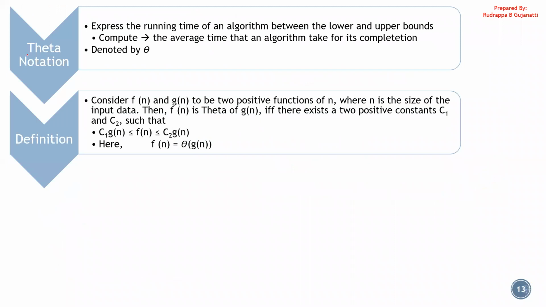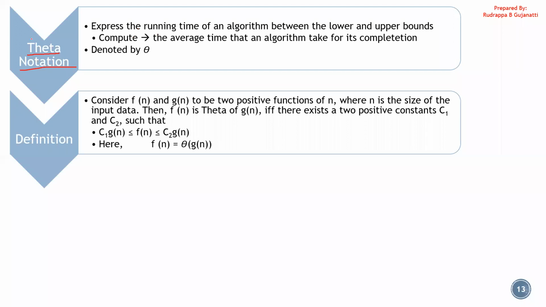So the last one we have is the theta notation. Previously we had Big O notation, which gave me the upper bound, that is the maximum time of execution. And we discussed the omega notation, which gave me the lower bound, or the minimum amount of time required for the algorithm to execute. Now, theta notation is actually in between both. It gives me the average execution time you can specify, the average time which an algorithm consumes to complete its execution. So that is with respect to theta notation.